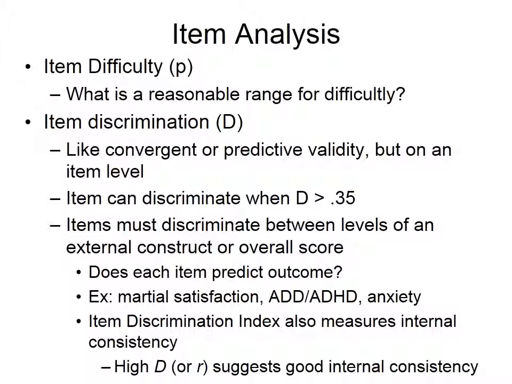We also talked about item discrimination. So D, it's kind of like convergent or predictive validity, but on an item level. It's asking how much does this item actually discriminate between top and bottom performers. And generally we want to see a D of 0.35 or higher. So it's got a pretty good chance to discriminate between your top and bottom performers.